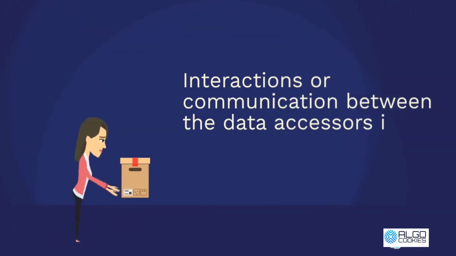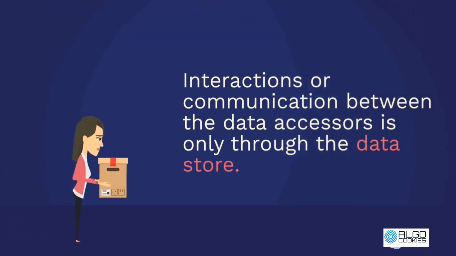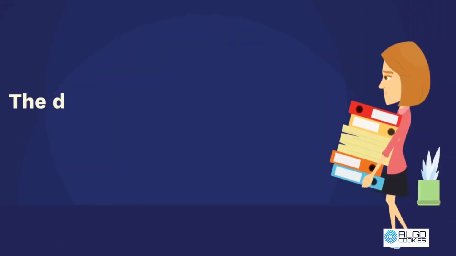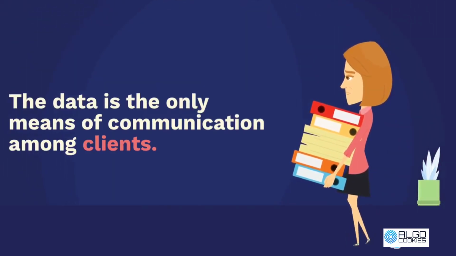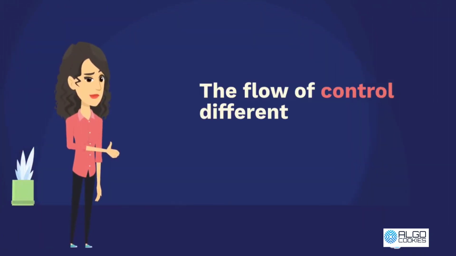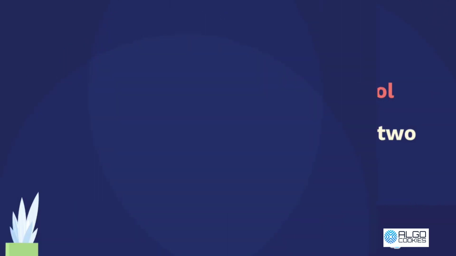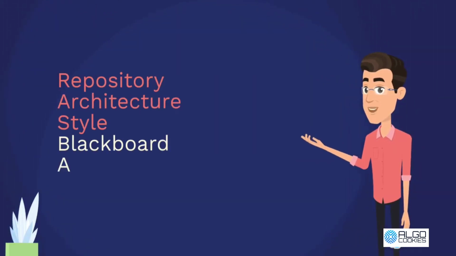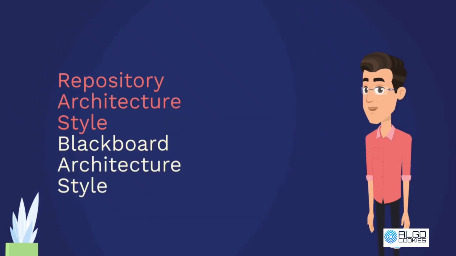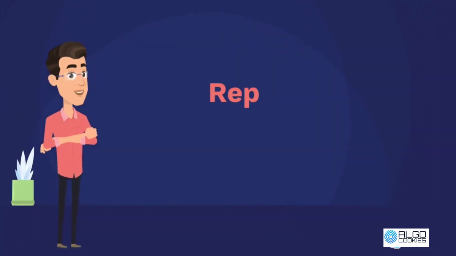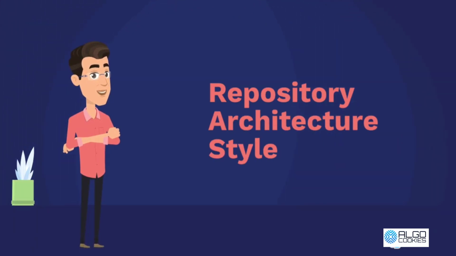Interactions or communication between the data accessors is only through the data store. The data is the only means of communication among clients. The flow of control differentiates the architecture into two categories. Repository architecture style. Blackboard architecture style. Repository architecture style.